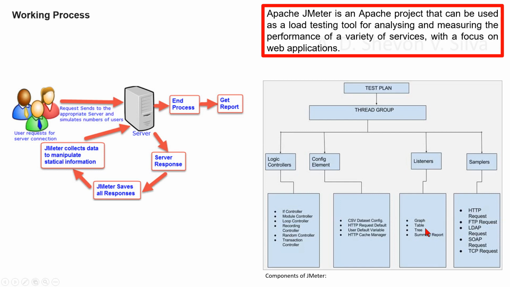Listeners can be added directly under the test plan or under the sampler. The difference is when you add the listener under a sampler, it will show the results of that sampler only. If we add the listener directly under the test plan, it displays the result for all samplers up to the hierarchy.